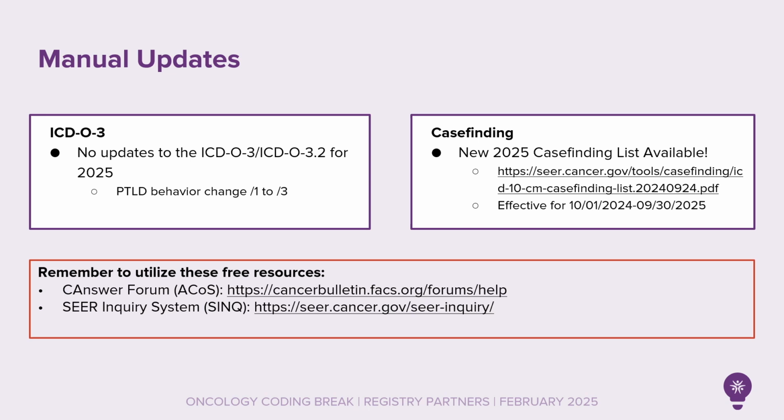For case finding, there is a new 2025 case finding list available, and I've included the link to this document on the current slide. This is effective for 10/1/2024 through 9/30/2025. And remember to utilize these free resources when abstracting: the CAnswer Forum or the ACoS Cancer Forum. There is a link to access this website, and you can register for free.